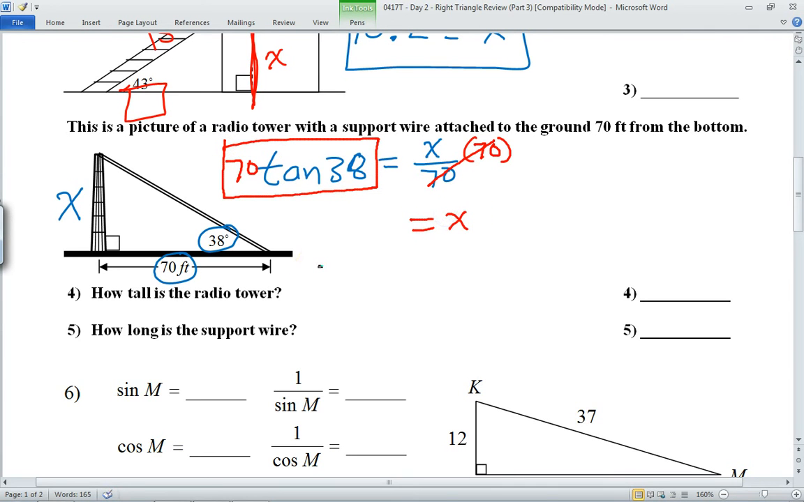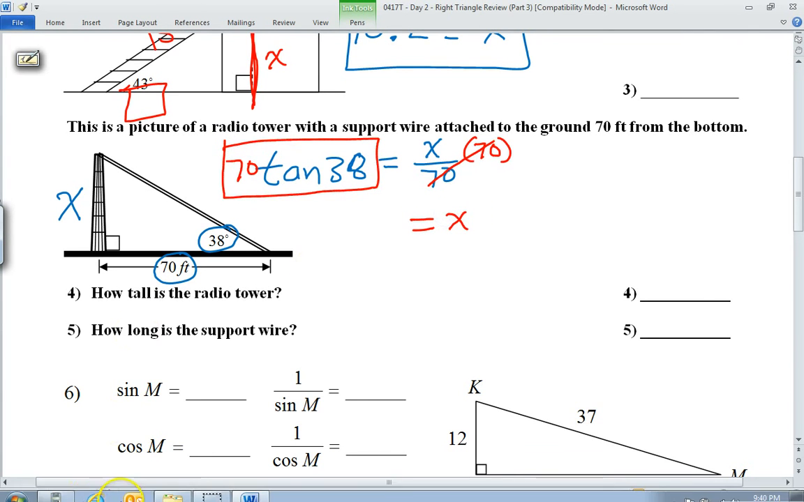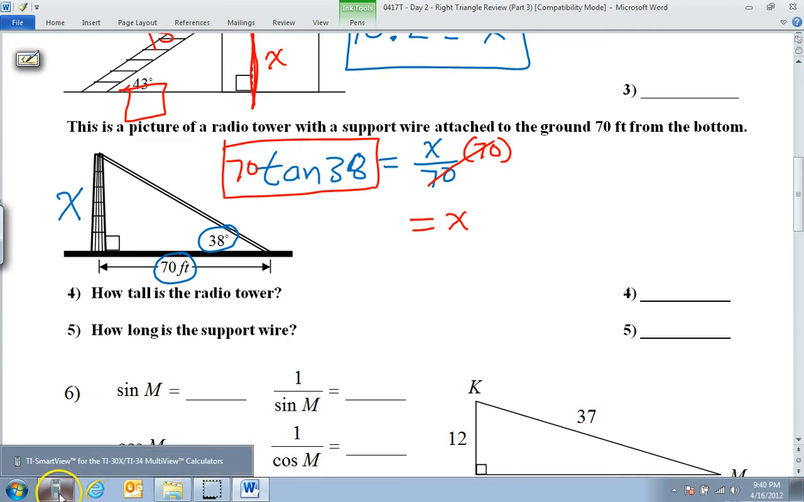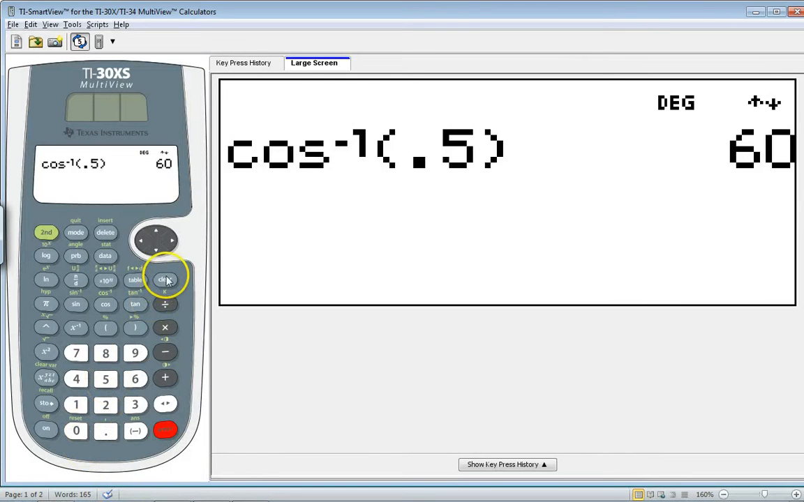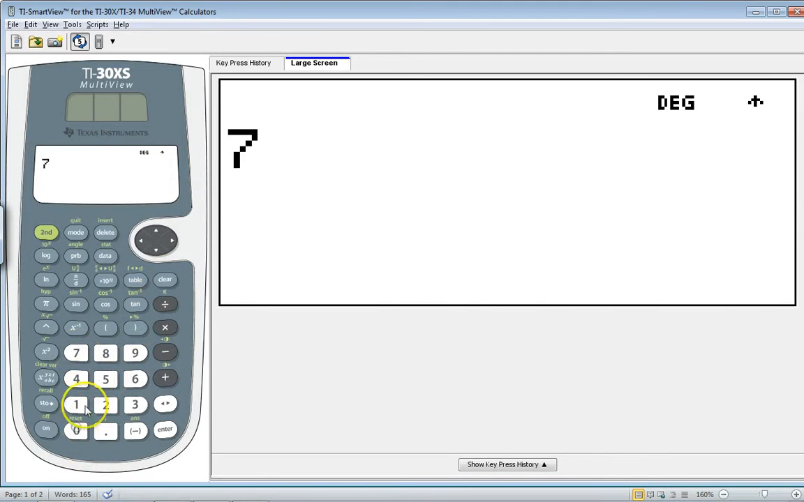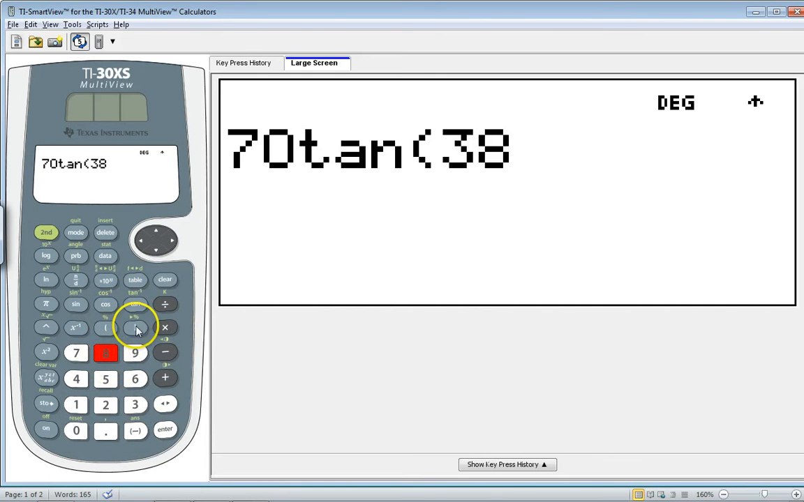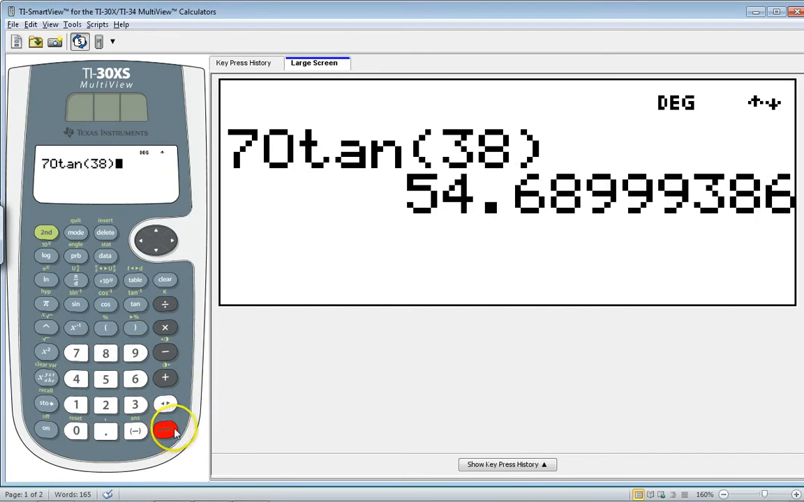So again, if I wanted an expression for an answer, that would be it. If I want a decimal, I'll show it this time on the calculator: 70 tangent 38. You really just type it in just like it looks. You don't even have to close the parentheses. So we get 54.689. To the nearest tenth, that would be 54.7.